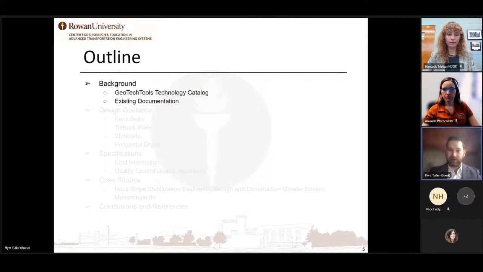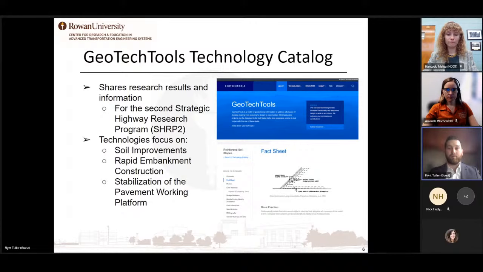Now, moving into an outline of the presentation, I'm going to be starting with the background on what the Geotech Tools Technology Catalog is and some of the existing documentation. So beginning with the technology catalog, essentially the goal of this technology catalog, for those who are not familiar with it, is to provide an all-encompassing list of technologies that are used for either soil improvement, rapid embankment construction, or stabilization of the pavement working platform. It's a place where engineers who are working on different projects that involve the geotechnical side can go, because they might not be familiar with certain technologies, or they might want to brush up on some information about specific ones, or even look into what technology would work best for their specific project. So this is an all-encompassing source for that.